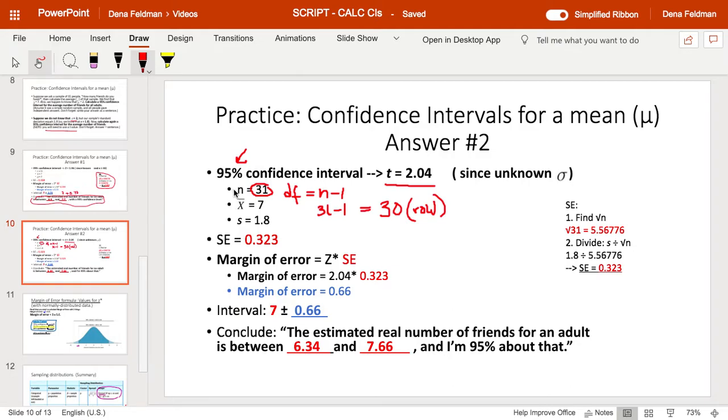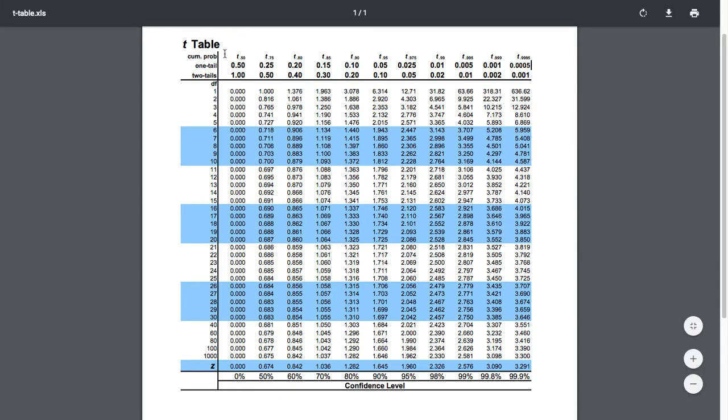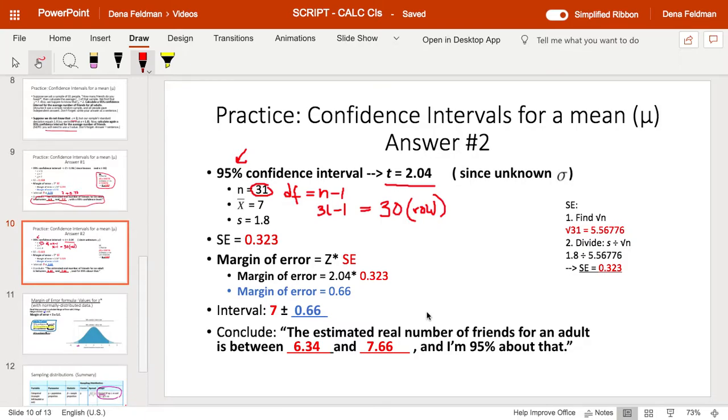So if I look back at a table, I want to find the t number when I am interested in a 95% confidence level. At the bottom they say confidence levels. And I want it for a sample size of 31, so a sample size of 31 means a degrees of freedom, a row, of 30. So I look over for 30 till I get to the column of 95%, and I get this number, 2.042. So that's where this number comes from. A row of 30 and a column of 95.